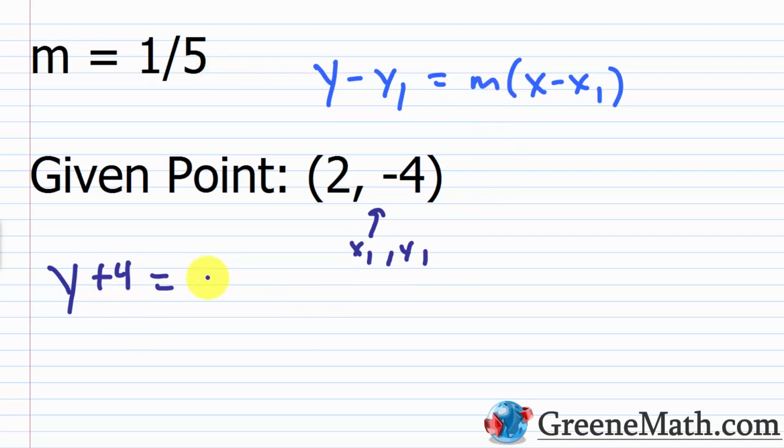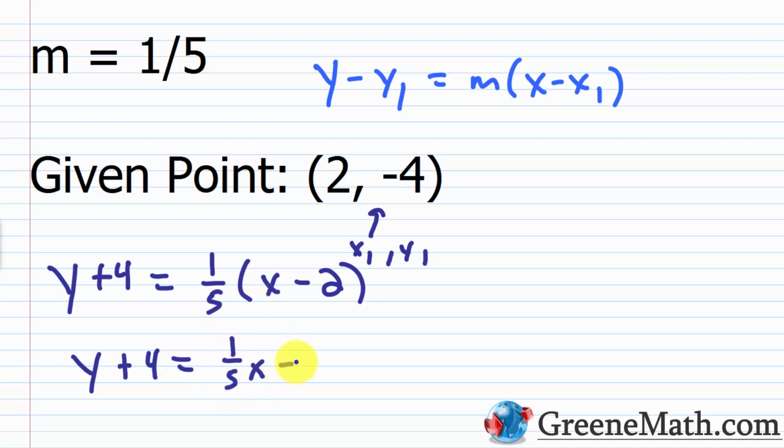And then m is 1/5, times the quantity x minus x sub 1, which is 2. Then I can just solve this for y, and I'll have my slope-intercept form. So y plus 4 is equal to 1/5 x, and then minus 1/5 times 2, which is 2/5.